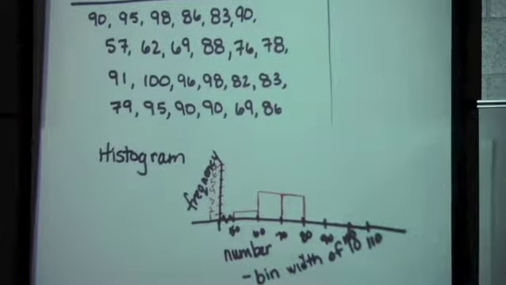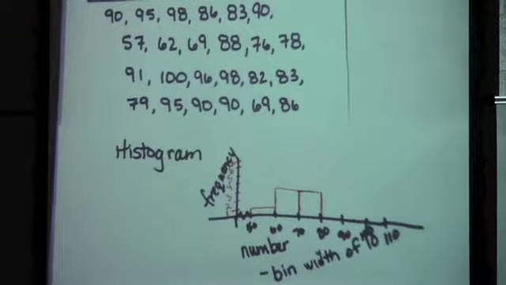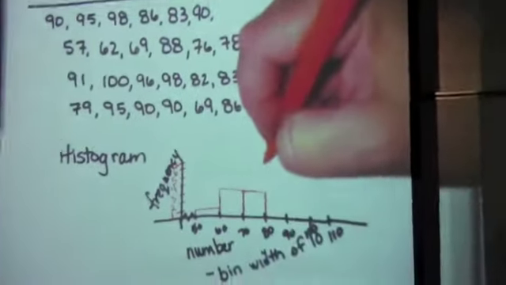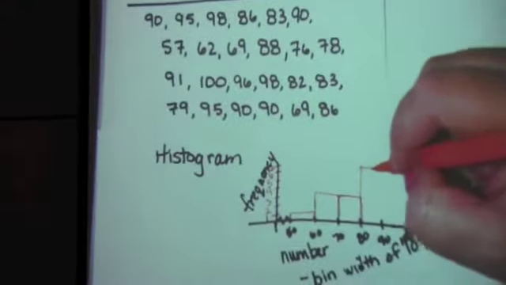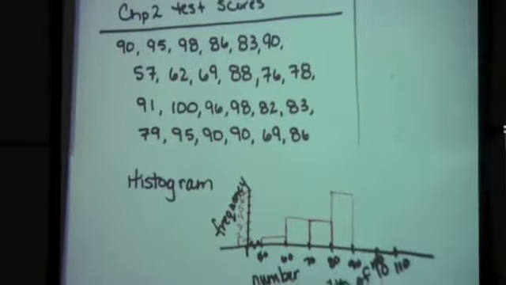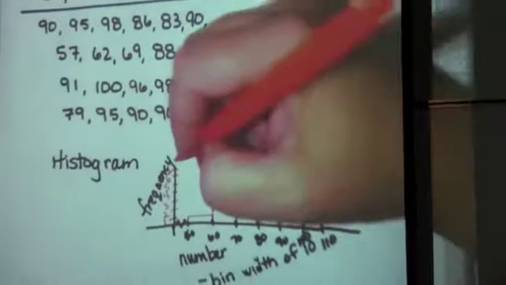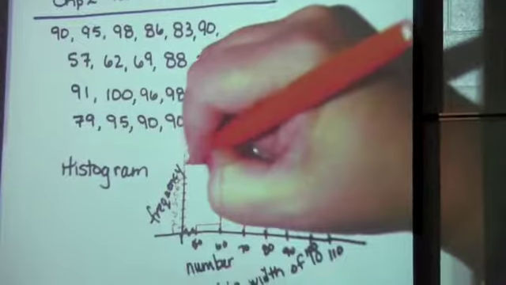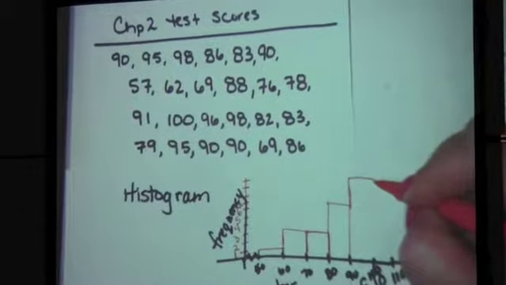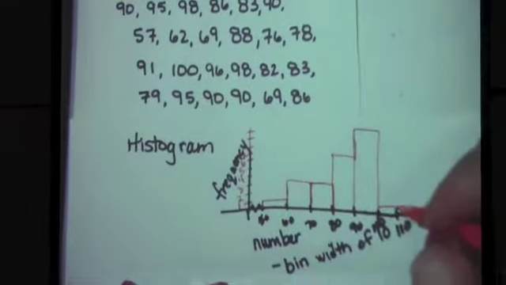How tall would my bin in the 80s be? 6. Let me say 6. Yeah. Maybe I can get 6 too. So we go up to 6. And my 80s bin would be 6. How about my 90s? 10. I got 10 as well, and my chart only went up to 7, so let's add some. 8, 9, 10. And then how many in the hundreds? 1. So we're back to one guy here.